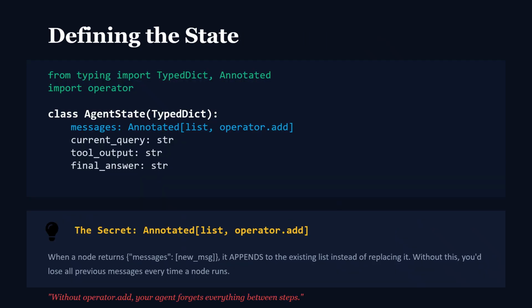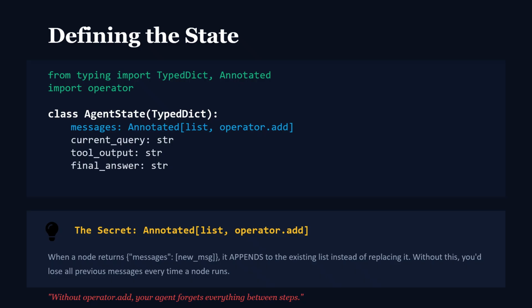Here is the state definition. We create a class called AgentState that inherits from TypedDict. It has four fields. messages stores conversation history. current_query holds the user's question. tool_output stores results from whatever tool runs. And final_answer is what we return to the user.